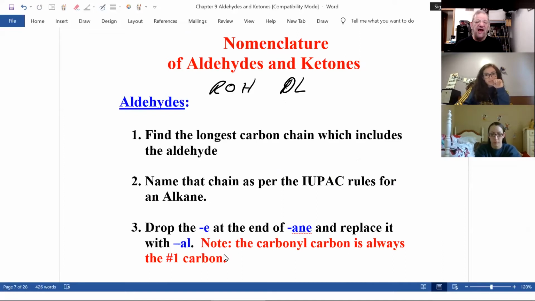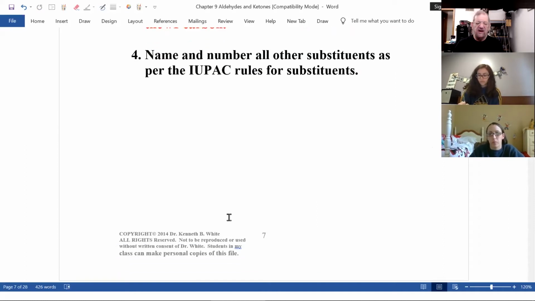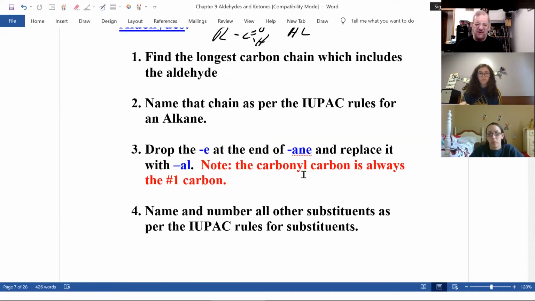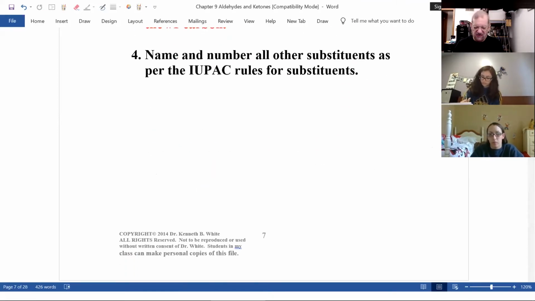But anyways, alcohols have an OL ending. Aldehydes have an AL ending. When you're writing this on the test, make sure your OL and AL are clear. You don't want me guessing because there's a 50-50 chance I can guess wrong. Now remember, the aldehyde carbonyl carbon is always one, so you don't need a number. Let's do a practice problem.